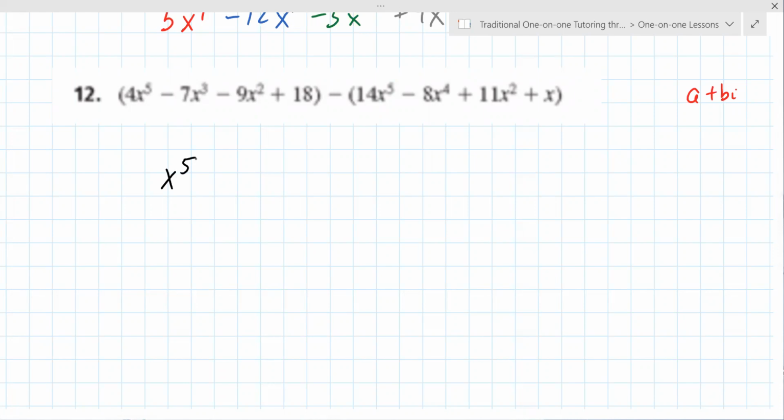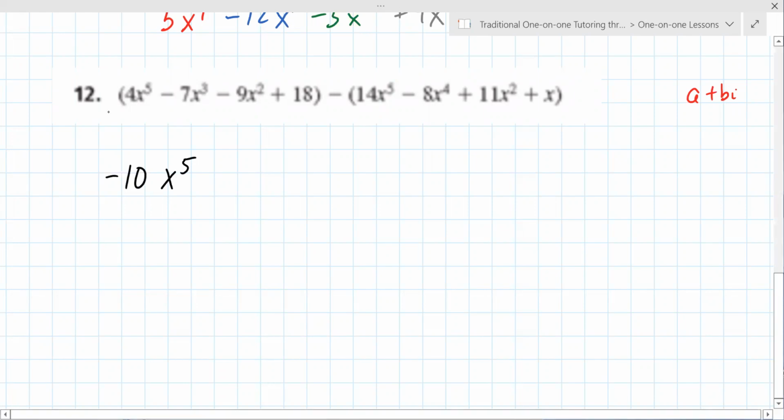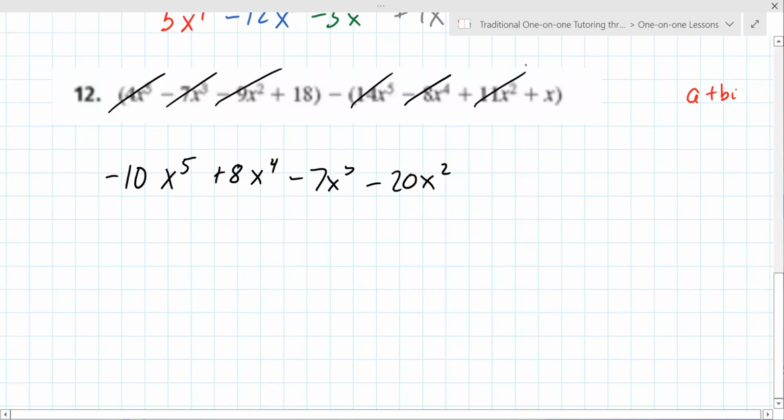Okay. So I got negative 10x to the 5th. Okay, I agree with that. Plus 8x to the 4th. Okay, I like that. Minus 7x cubed. Minus 7x cubed, good. And then minus 20x squared. Perfect. Minus x plus 18. You got it.